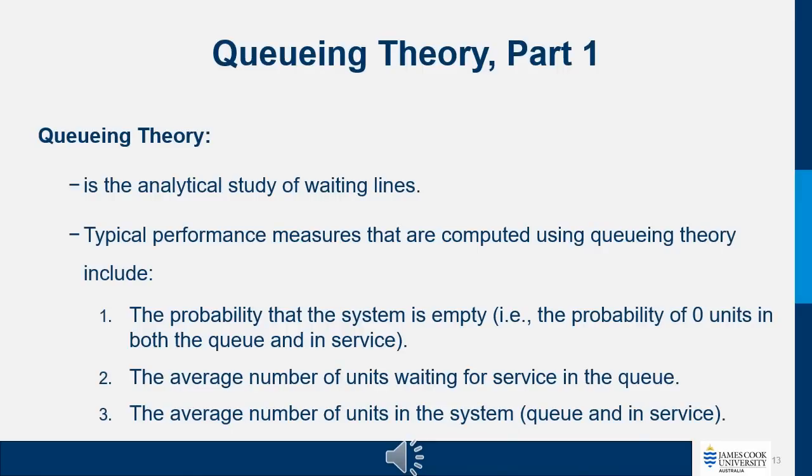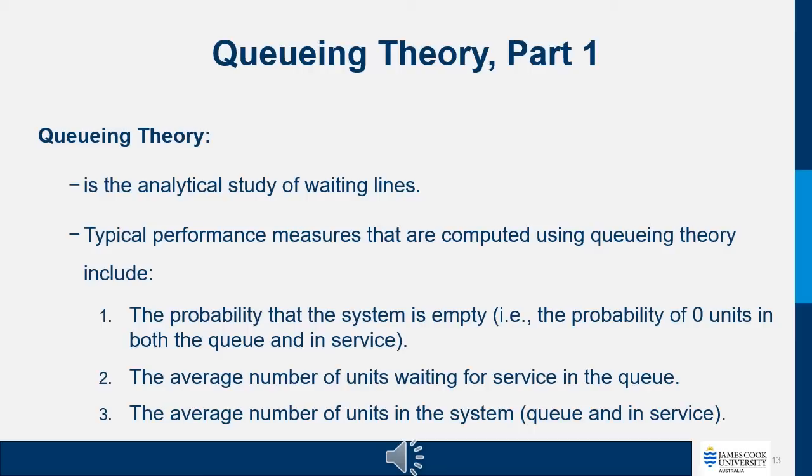Queuing theory is a branch of mathematics that focuses on the analytical study of waiting lines or queues. It provides a framework for understanding and predicting the behavior of queues in various systems such as manufacturing processes, service operations, telecommunications, and computer networks. Queuing theory enables the calculation and analysis of various performance measures related to waiting lines.